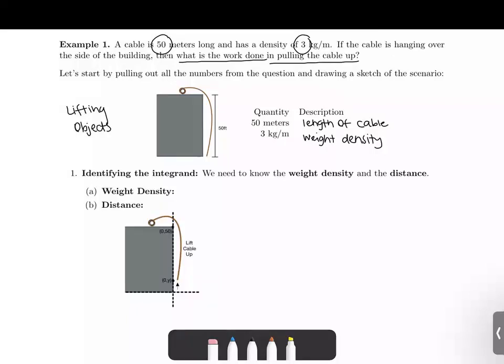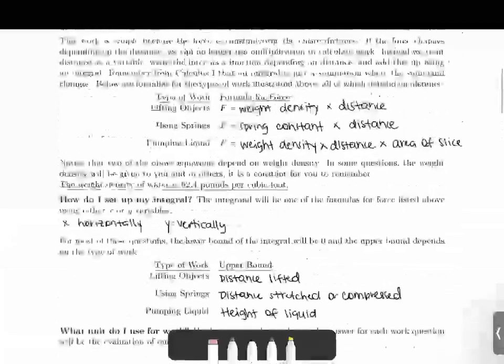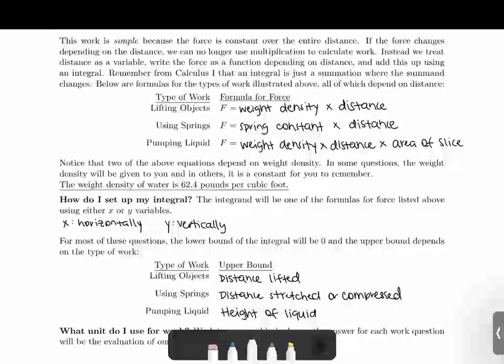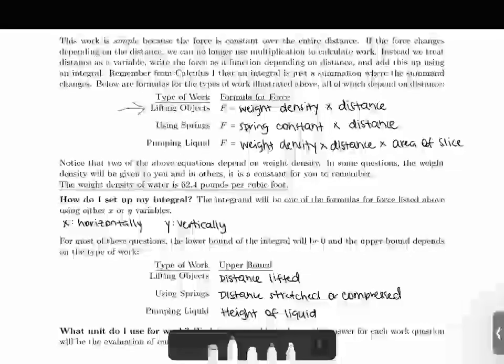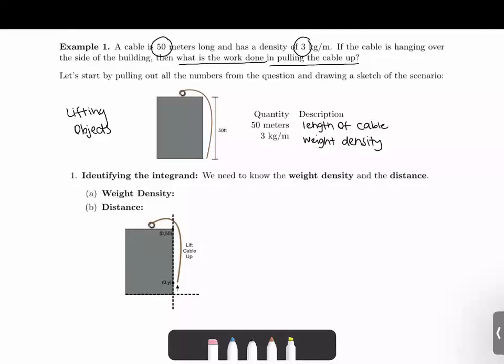First of all, we're going to need to identify the integrand using the formula for lifting objects. For lifting objects, our formula for force, I'm going to highlight this in blue here, is weight density times distance. To find our integrand, we need to find the weight density and the distance. Starting off with weight density, this is just given to us in the question, and this is just 3. So we know the weight density. There's no real work to do here. For distance, there is going to be some work to do.